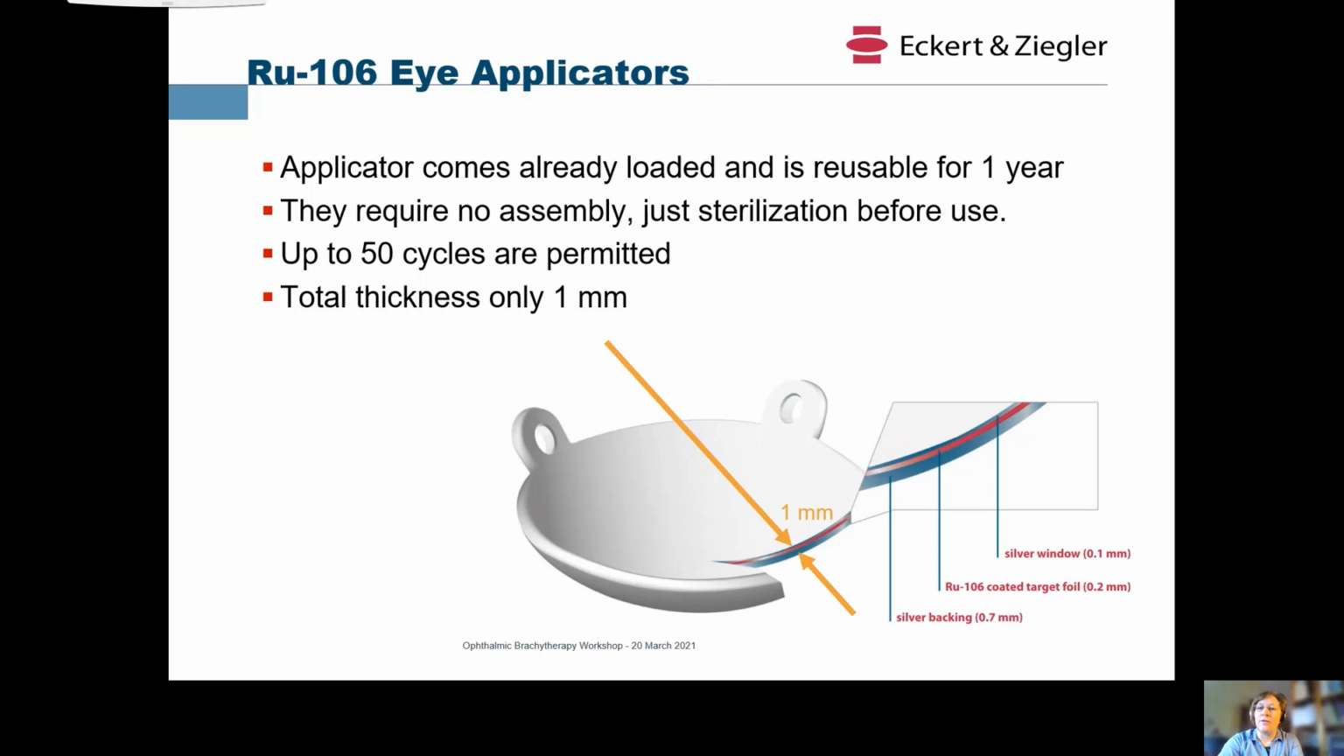First of all, the applicators come already loaded to the clinic and can be reused for 1 year owing to the long half-life of ruthenium-106. Ready loaded means that the radioactive substance is tightly included as a layer between the silver backing and the radiation window on the concave side of the source. The result is a thin plug of only 1 millimeter thickness, which is therefore in particular ideal for treating children with retinoblastoma.